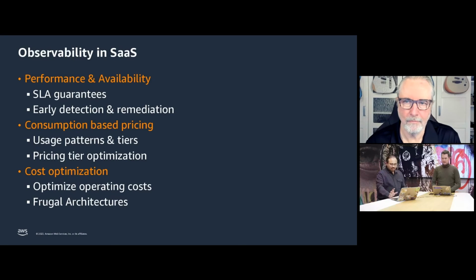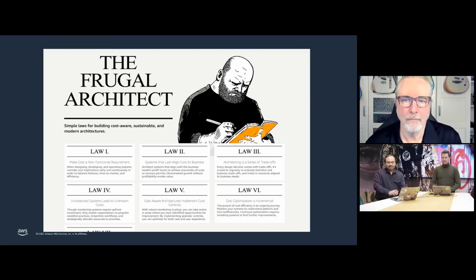And one of the things that he mentioned when he spoke about frugal architectures, his website was launched. I don't know if it's clearly visible. There's law 4 there, which says unobserved systems lead to unknown costs. Without careful observation and measurement, the true cost of a system remains invisible. So it's important to have the right observability strategy, observe your system completely and comprehensively to optimize for cost as well and be frugal.